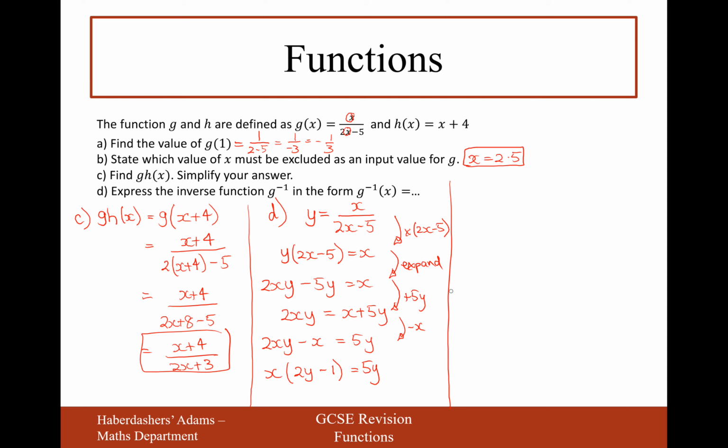The last thing I'll do is divide by what's inside the bracket, so it's going to be 5y over 2y minus 1. Okay, so therefore the final answer in this question is going to be g inverse x equals 5x over 2x minus 1. And there we are, that's the answer to that question.